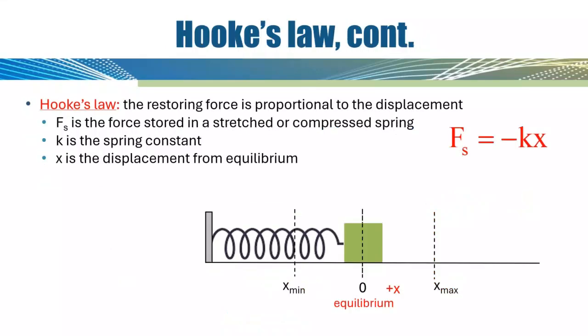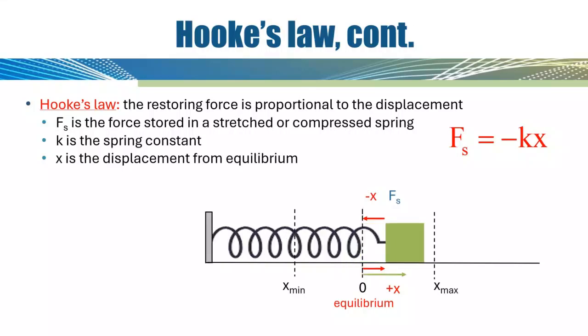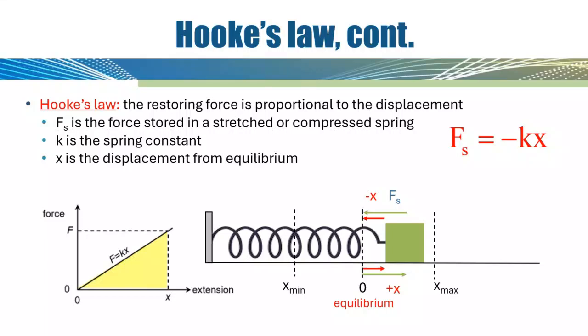Hooke's law tells us that if we pull the mass a small distance x, the restoring force will be small. But if we pull the mass a greater distance, the restoring force will increase. So the statement, the restoring force is proportional to the displacement, means that the greater the displacement from equilibrium, the greater the restoring force stored in the spring. And in reverse, it also means that you cannot stretch a spring by applying a constant force. It takes a greater and greater force to continually stretch the spring a greater distance.